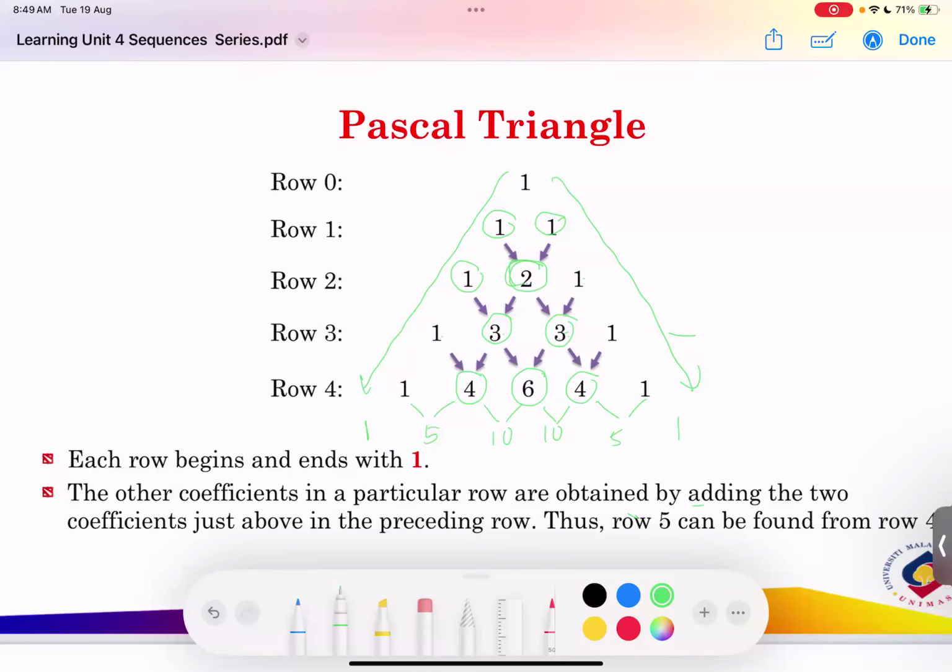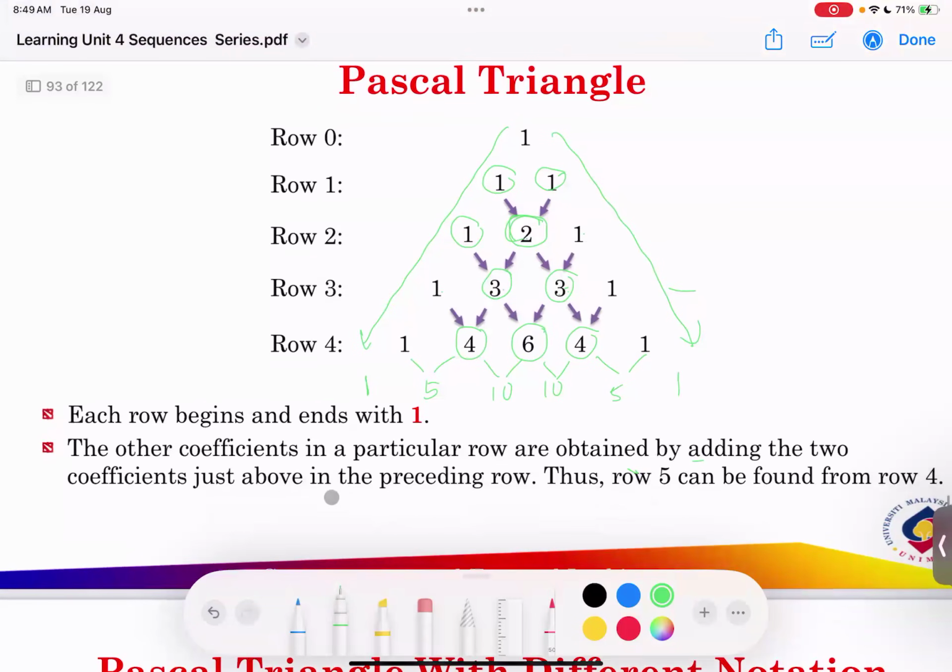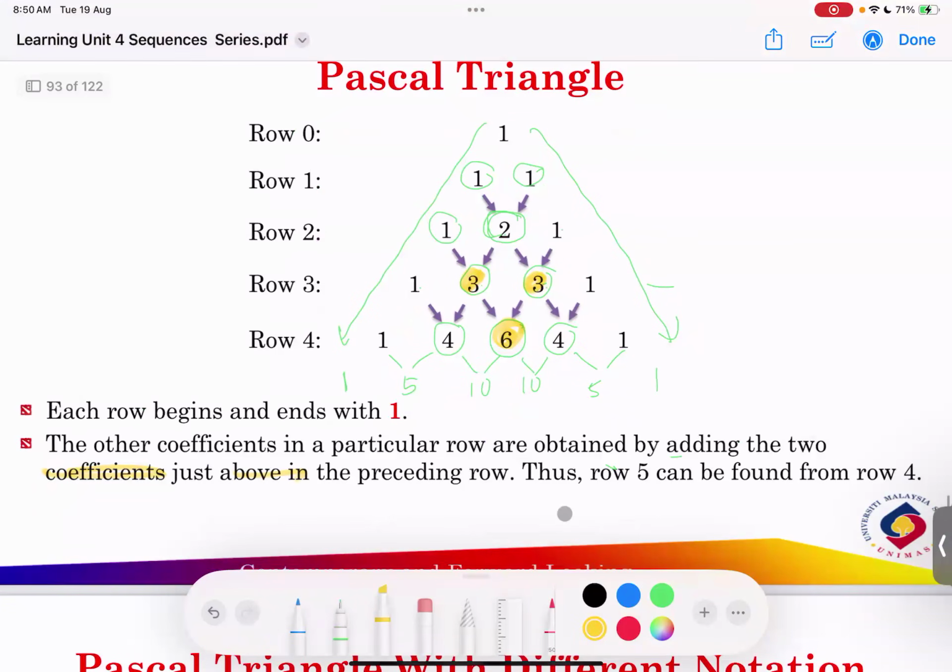Okay, each row begins and ends with 1. The other coefficients in a particular row are obtained by adding the two coefficients just above in the preceding row. Coefficients above means these two above will give this answer 6. So this is row 1, 2, 3, 4, 5. Row 5 can be found from row 4.